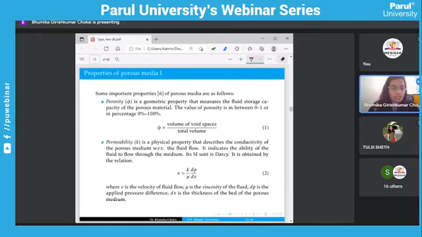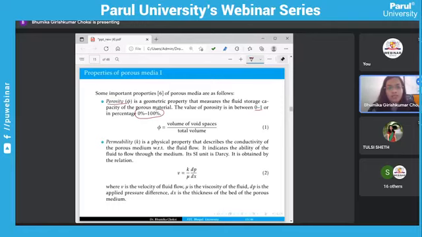So for that, I need these two basic definitions. What is the meaning of porosity for a porous medium? It is nothing but the property, or you can say the ratio of the volume of the void spaces to the total volume of the porous medium. So it will always be between 0 and 1, or you can say 0 to 100%. We are denoting it by phi.